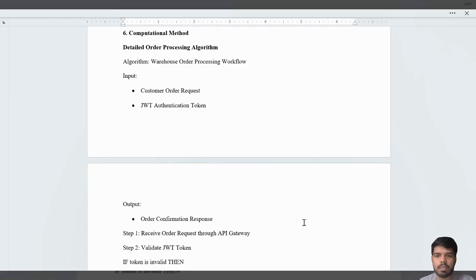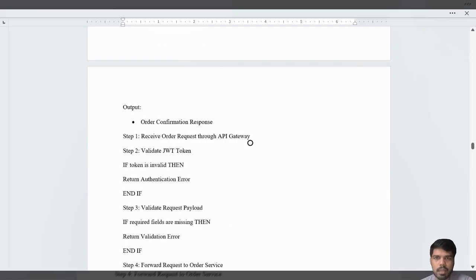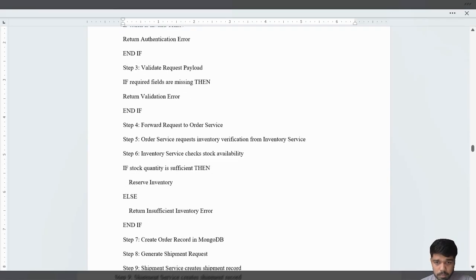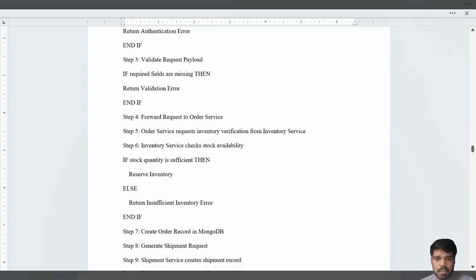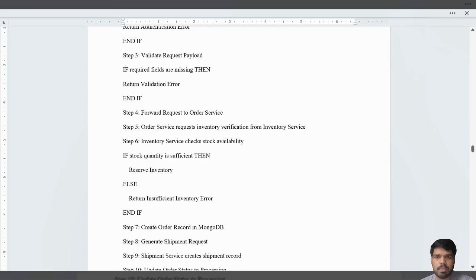So coming to the point, computational method. The computational method describes the order processing algorithm. The system first validates the authentication, next the request data is checked, and inventory availability is verified. If the stock exists, inventory is reserved, then the order and shipment record is created, and at the last the order status is updated and returned to the user.